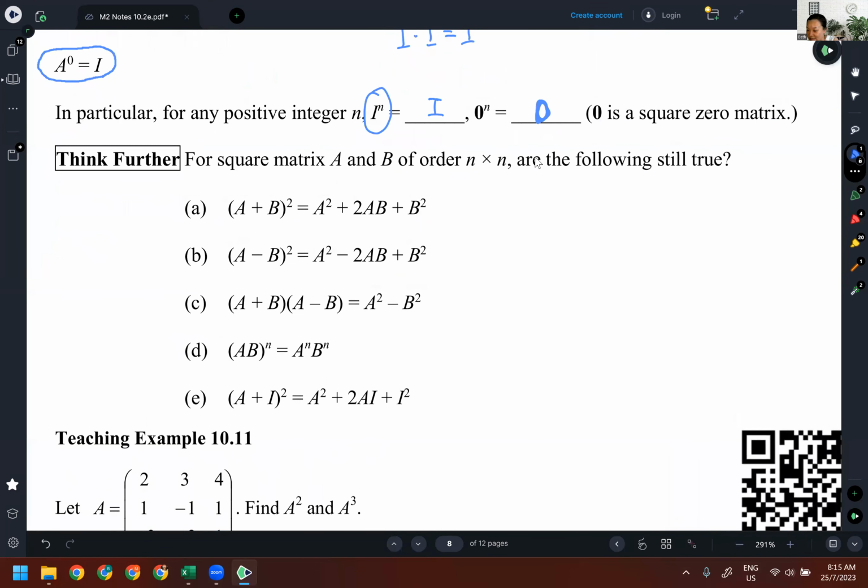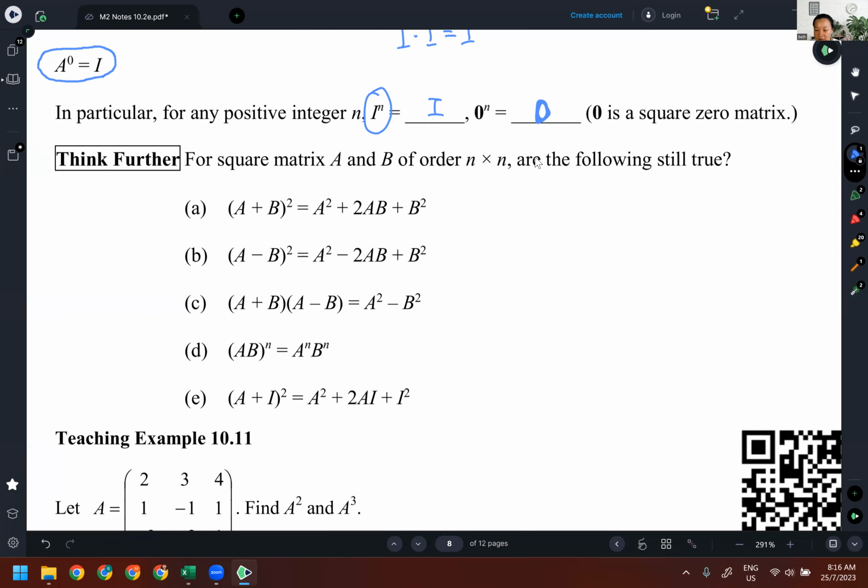Now we are discussing the algebra. So you must think whether or not these identities are still true if A and B are matrices. Because in the past, these identities were all true for any number, including complex numbers. Are these still true? The first one? No, it's not true anymore.